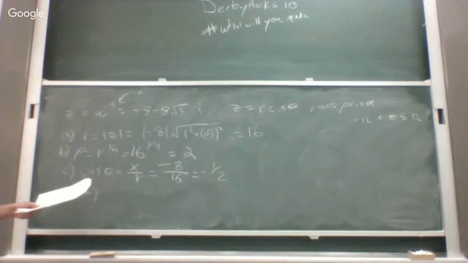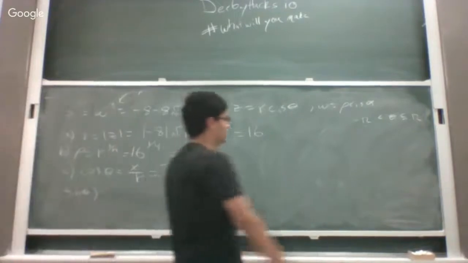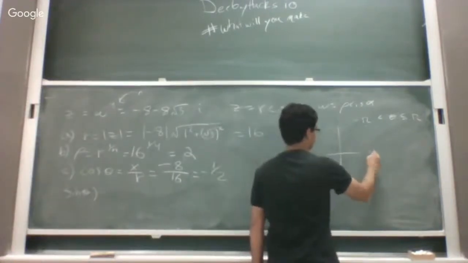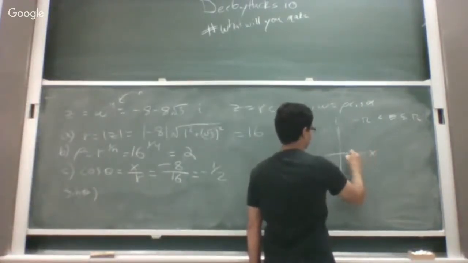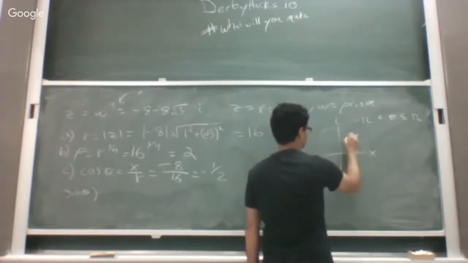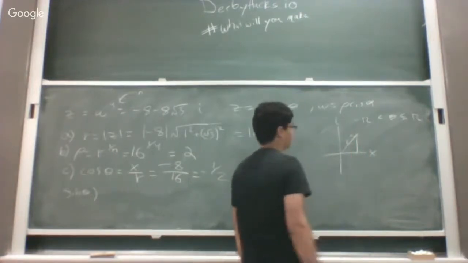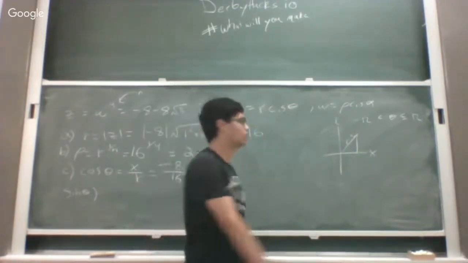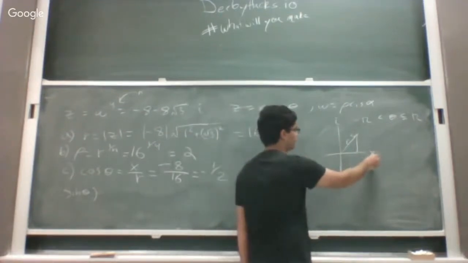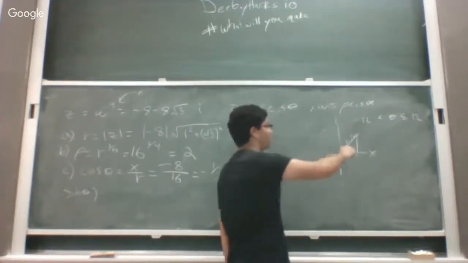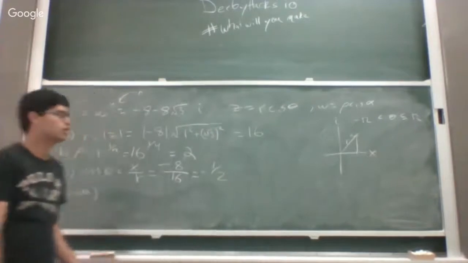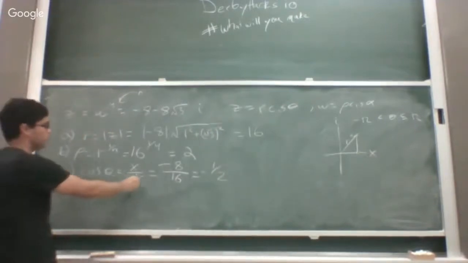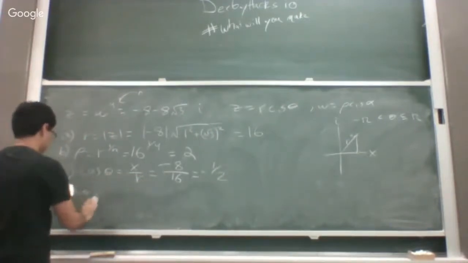Is it always x over r? It's because if you were to graph it, the coordinate system is just x on the x-axis, i on the y-axis, and then your hypotenuse would be r. So that's it. So sine of theta.